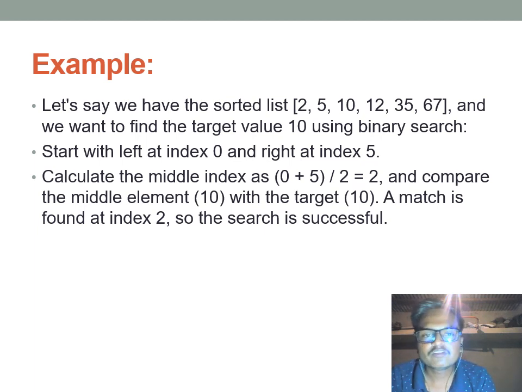Let's take an example of binary searching. Let's say we have a sorted list 2, 5, 10, 12, 35 and 61, and we want to find the value 10 using binary search. We start with left index 0 and right index 5. We calculate the middle index as 0 plus 5 divided by 2, which is 2, and compare the element 10 with the target 10. A match is found at index number 2, so the search is successful.